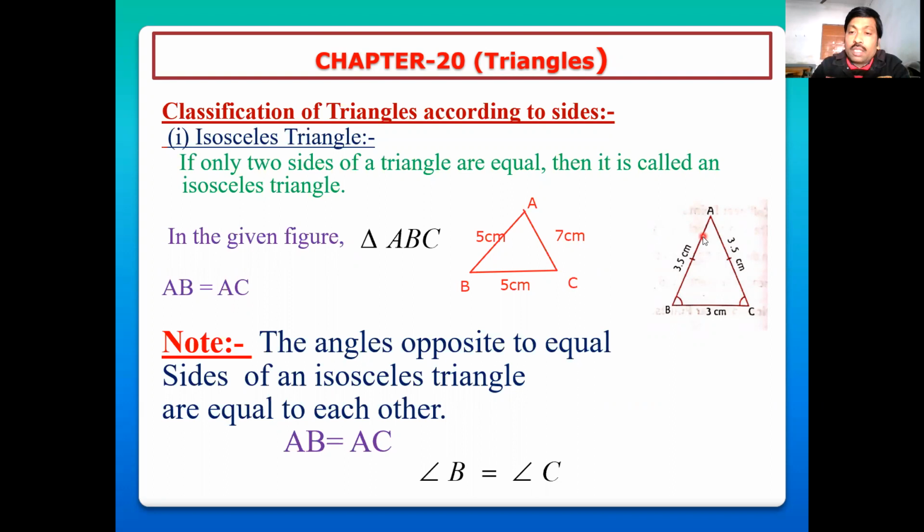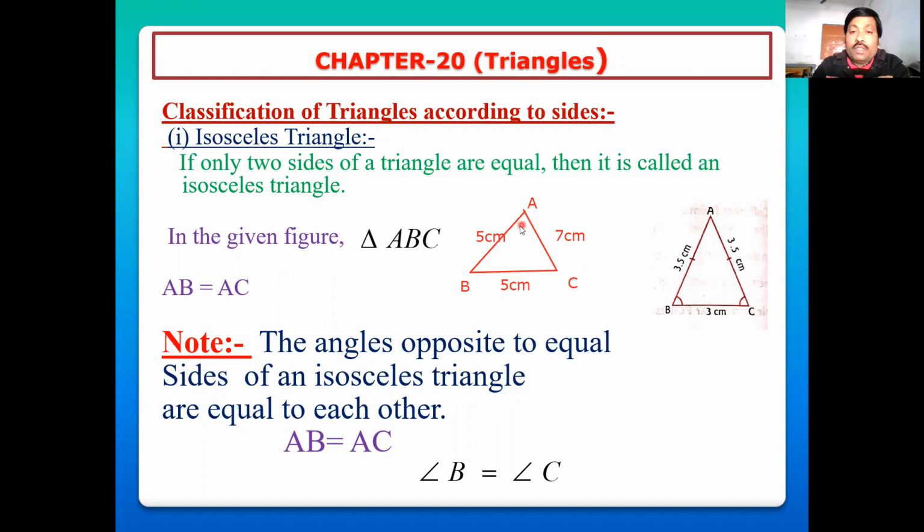Now, what are the opposite angles to the equal sides AB and AC? The angle opposite to AB is angle C, and the angle opposite to side AC is angle B. So AB is equal to AC, which means angle B is equal to angle C. Why? According to this fact, angles opposite to equal sides of a triangle are equal to each other.